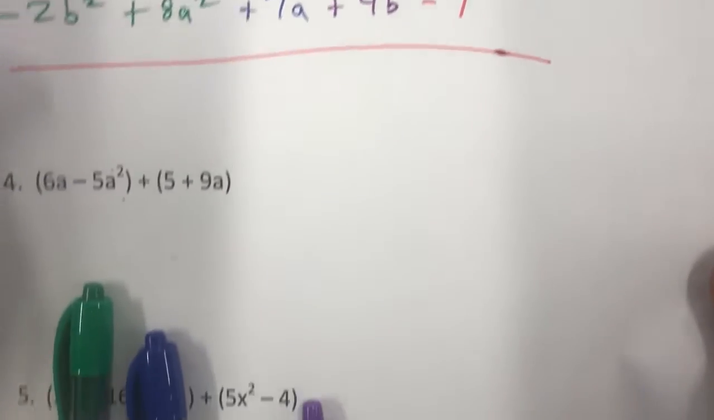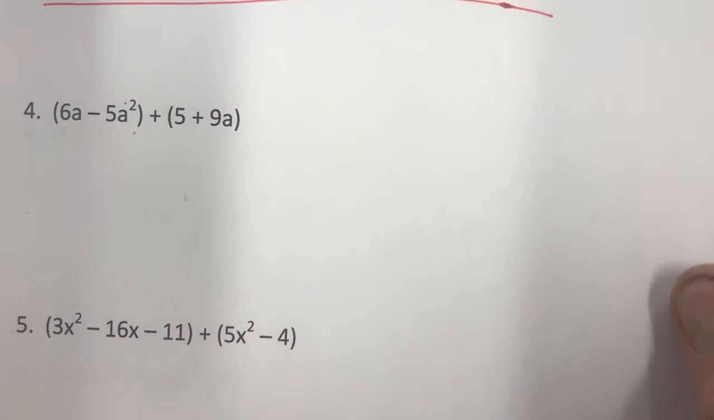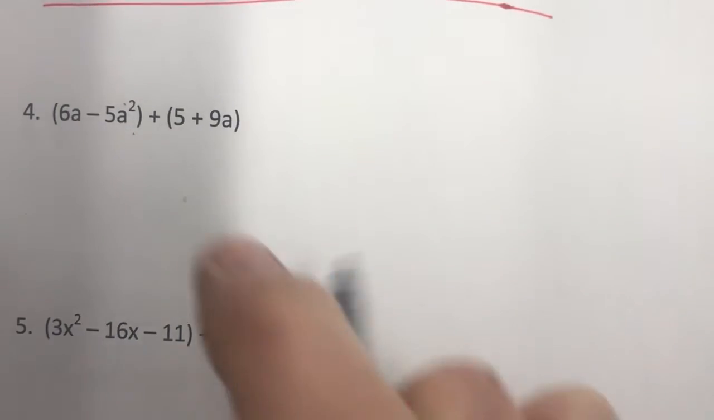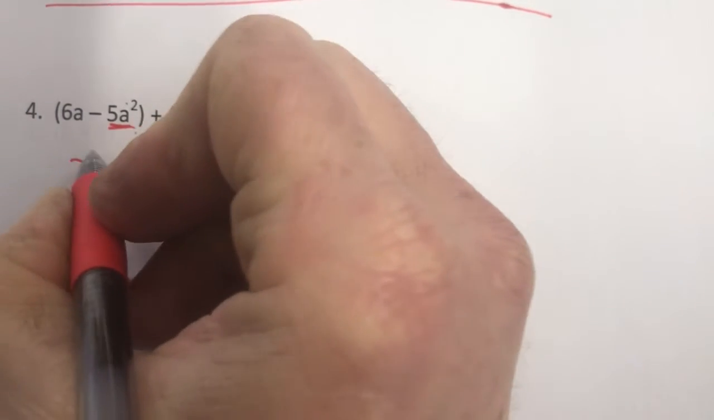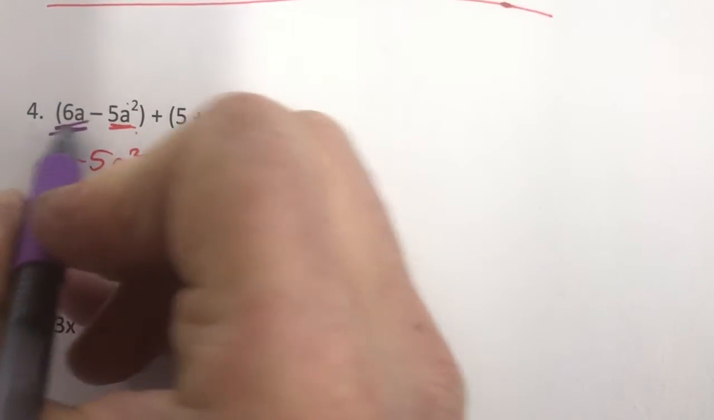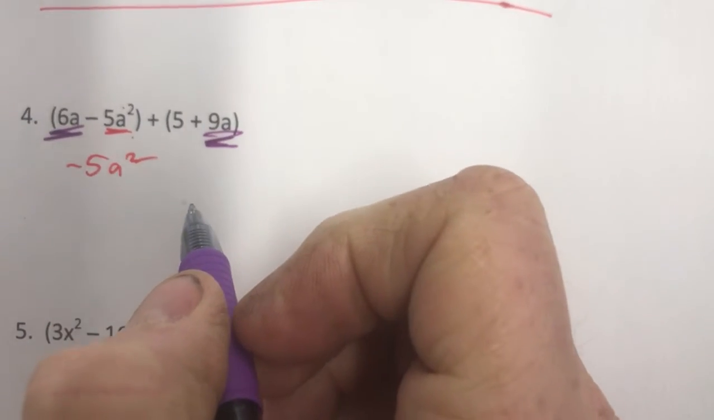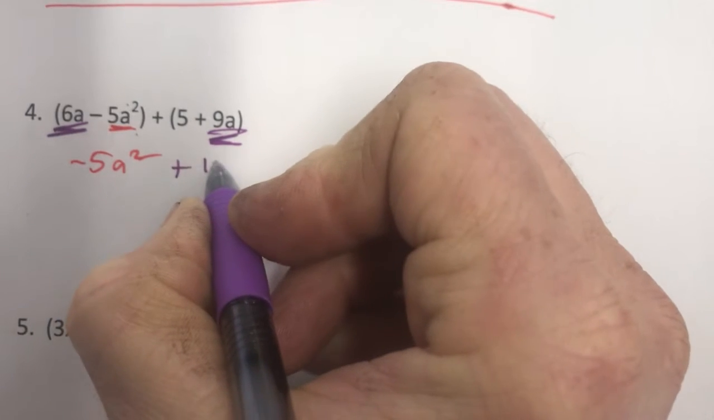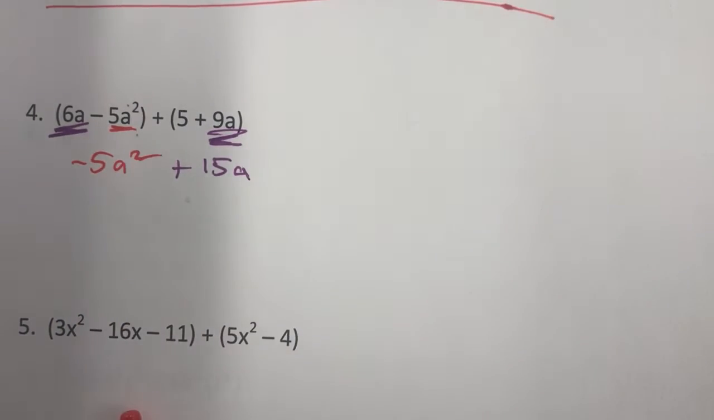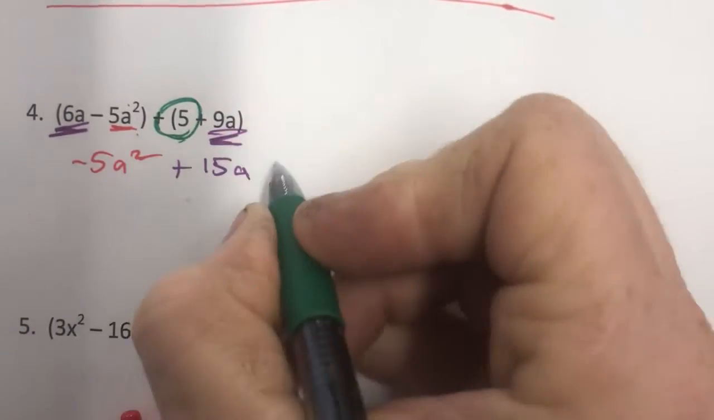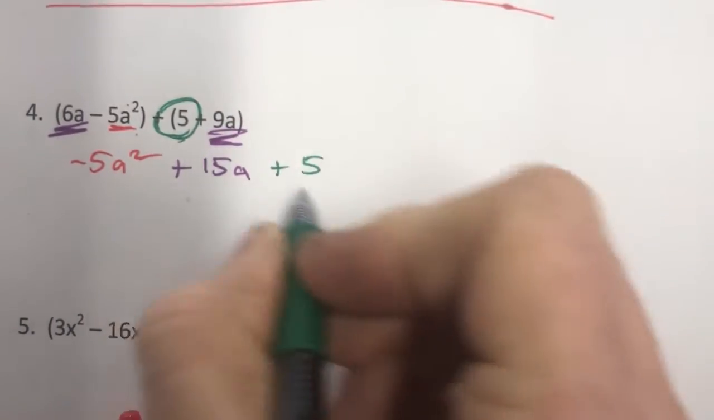Okay. Number 4 here. Okay, we're adding again, so start with my highest power right there, negative 5a squared. Okay, then go to my a term. All right, here's an a term, and there's an a term, so those two go together. All right, so 6 plus 9 would be 15, so plus 15a. And then my constant term, right here, that 5, that's the only constant, so plus 5. And there you go.